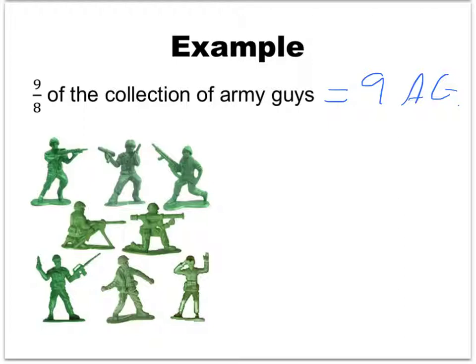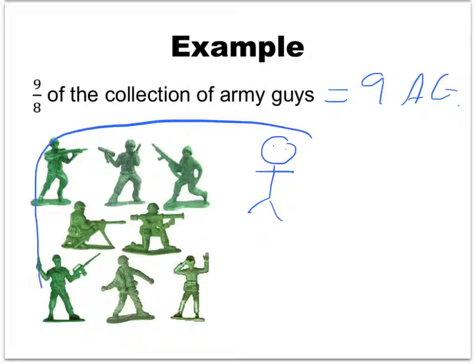Okay. Now I don't have 9 army guys there, so I'm going to need to add another army guy. So let me draw a little army guy here real quick. So there's my 9th army guy. And so now, overall, that right there represents 9/8 of my collection. Okay?